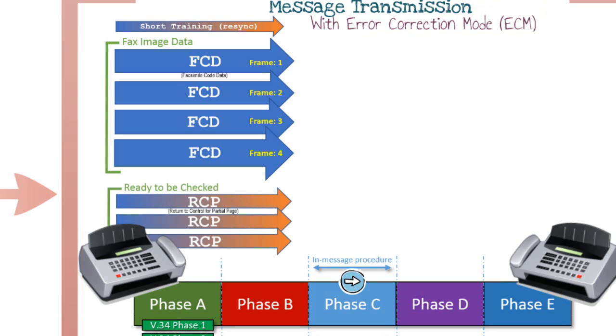When it's finished sending a bulk of information in frames and it considers it enough to send, it'll respond with 3 identical RCP signals, return to control for partial page, which basically means I'm finished with this particular section.